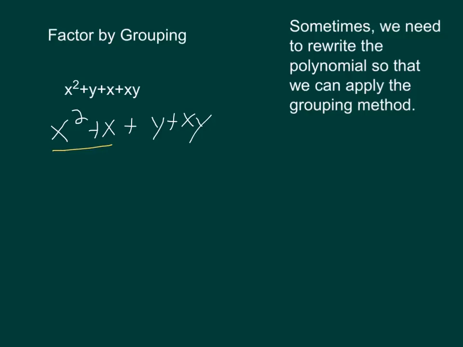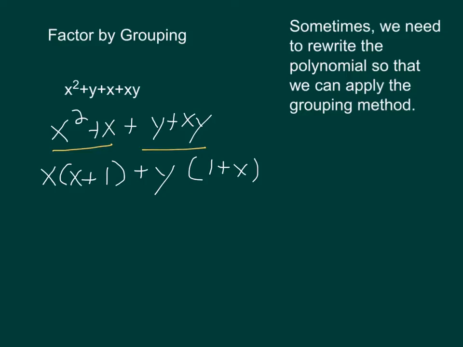Now I want to group with these 2 pairs. The x squared and the x have an x in common, and that would leave behind an x plus 1. Let's do a distributive property to double check that. The y and xy have a y in common, and it's positive, so I'm going to make it a plus y, and that would leave behind 1 plus x. Well, it looks like my binomials are a little bit different. I have x plus 1, and I have 1 plus x.